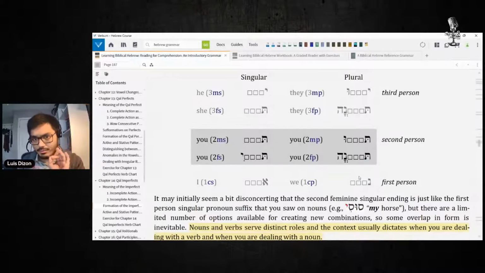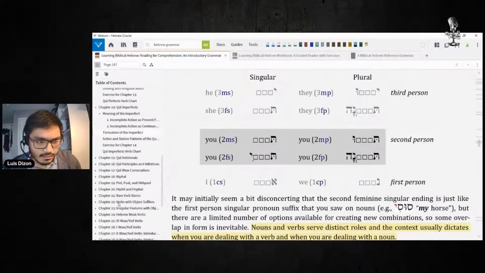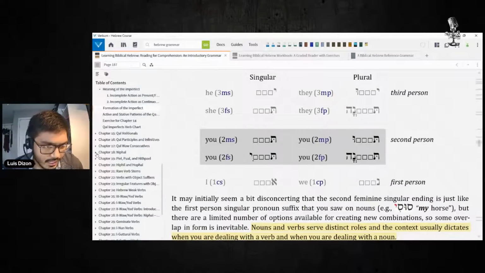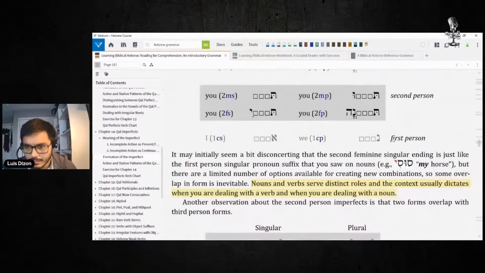Where you might potentially run into some confusion is when we start introducing nifal stems later on. That will be way down the road. In the textbook, that's chapter 18. We're only in chapter 14 right now, so we won't have to worry about that for a while. Because it is possible to mistake a nifal for a first person plural imperfect qal verb, or vice versa. So you have to be careful.